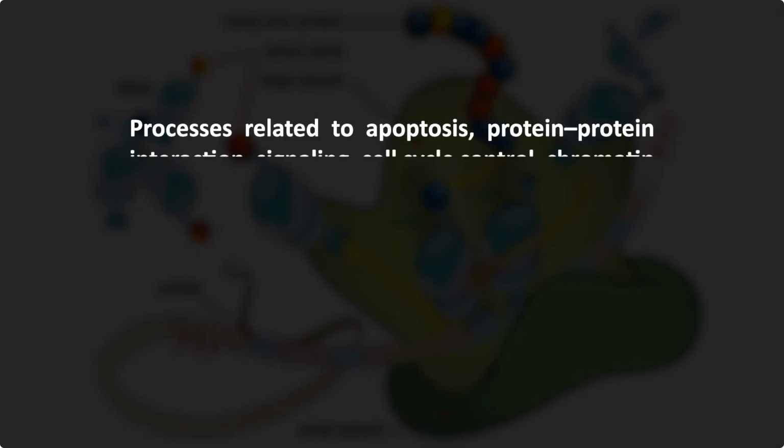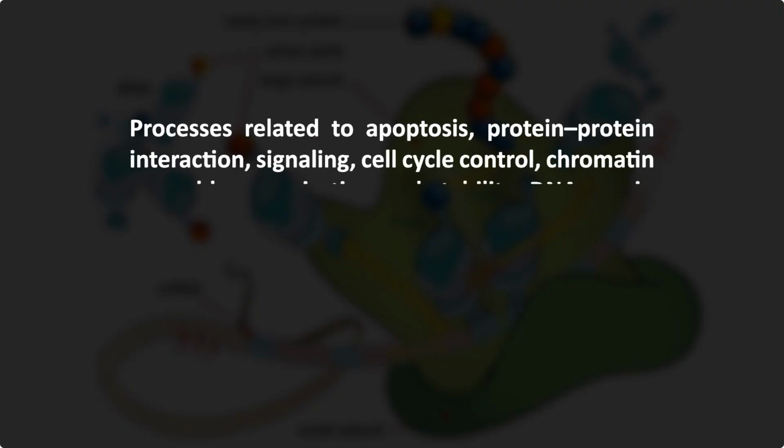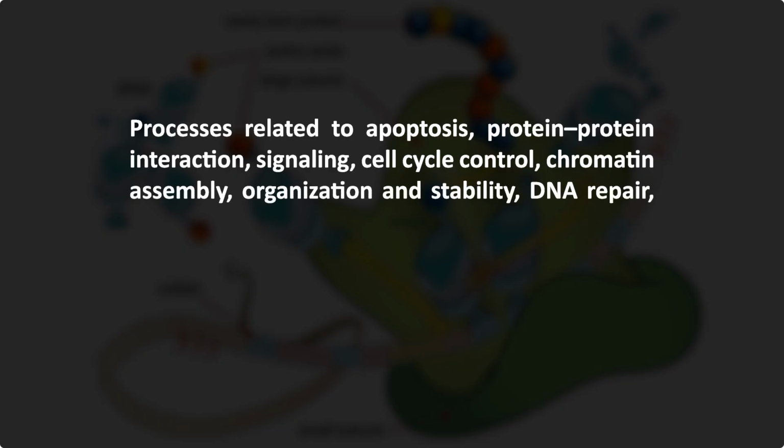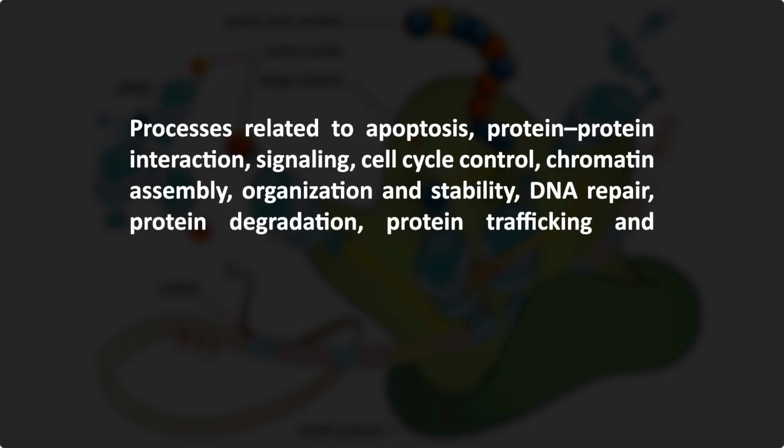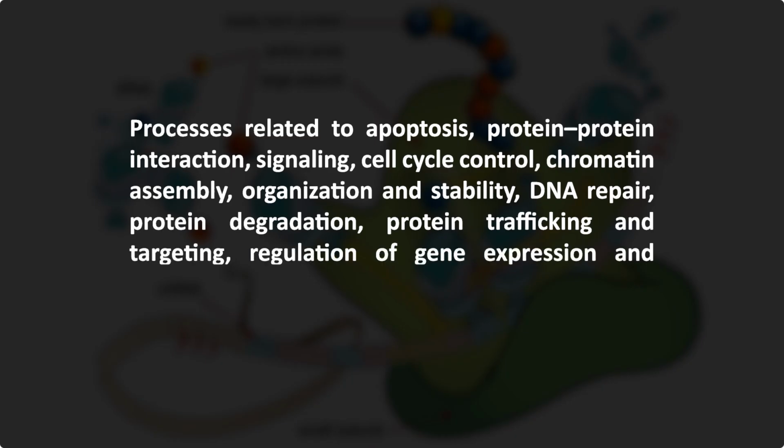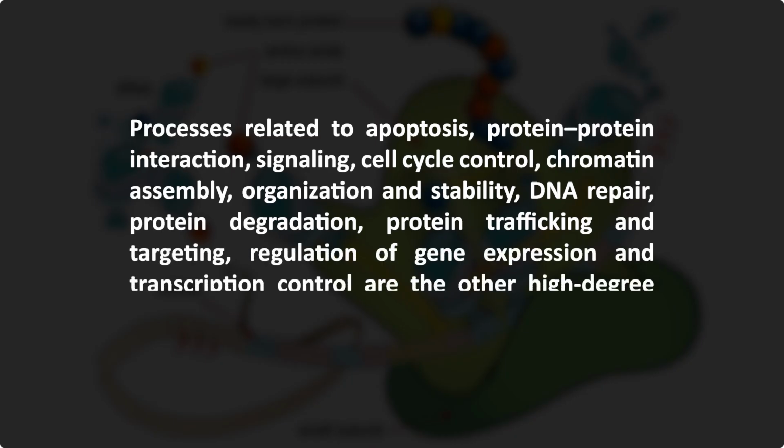Consistently with this observation, the biological processes related to cancer are among the high degree nodes, that is signaling, DNA repair, control of replication, and apoptosis. Processes related to apoptosis, protein-protein interaction, signaling, cell cycle control, chromatin assembly, organization and stability, DNA repair, protein degradation, protein trafficking and targeting, regulation of gene expression, and transcriptional control are the other high degree biological processes.